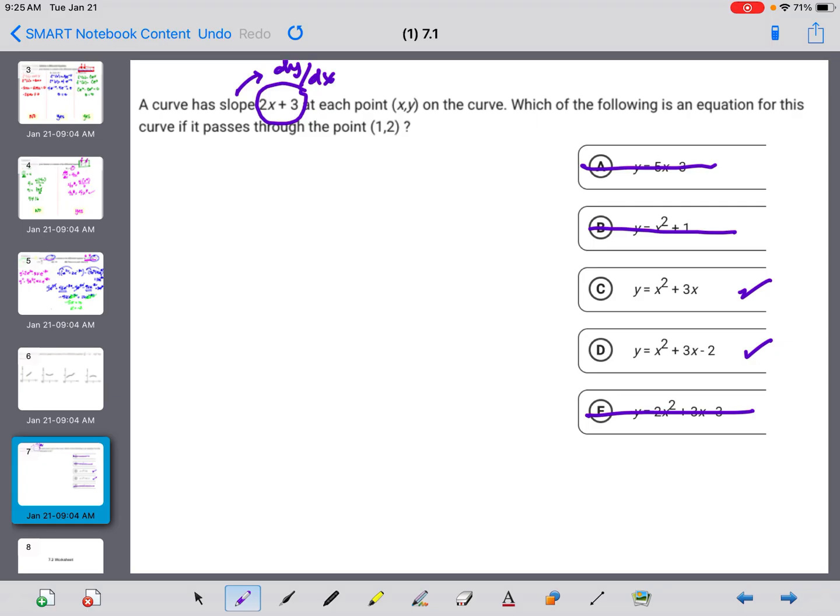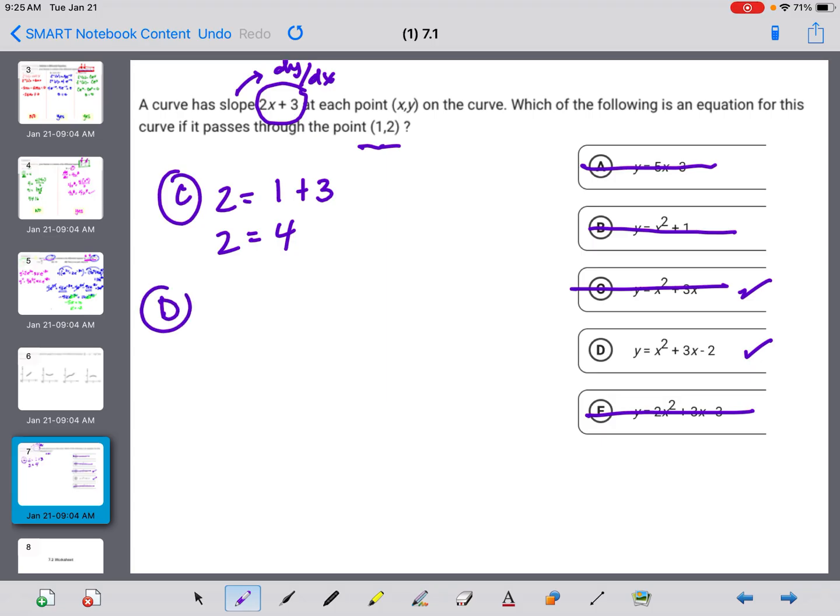All right, which of the following is an equation for this curve if it passes through the point (1, 2)? Okay, so then on the actual curve, it needs to go through the point (1, 2). So let's just plug in for c. Let's just plug in 1 for x, and it should equal 2. So that's going to give me 1 squared plus 3, and that does not give me 2. That gives me 4, so c is out.